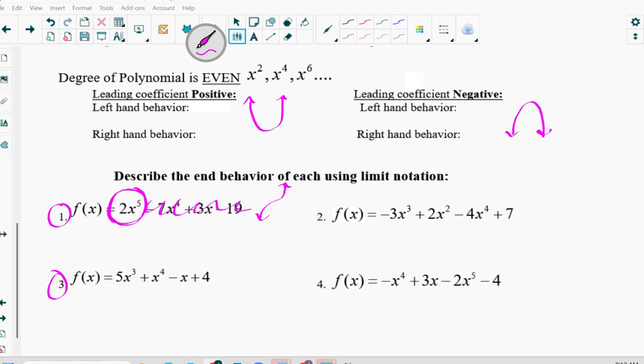Okay, end behavior with limit notation. Let me write the first one. I'll let you copy it down, and then we'll talk about what the things mean. The limit of f of x, and then below that, as x approaches infinity, equals, that's asking, as x goes to the right, where's my graph going? Up. Yes, so we would say equals infinity.